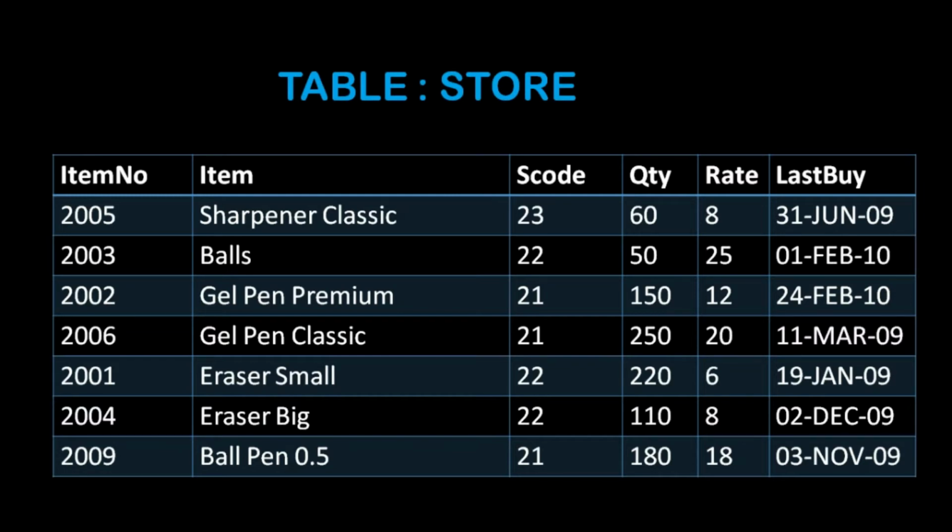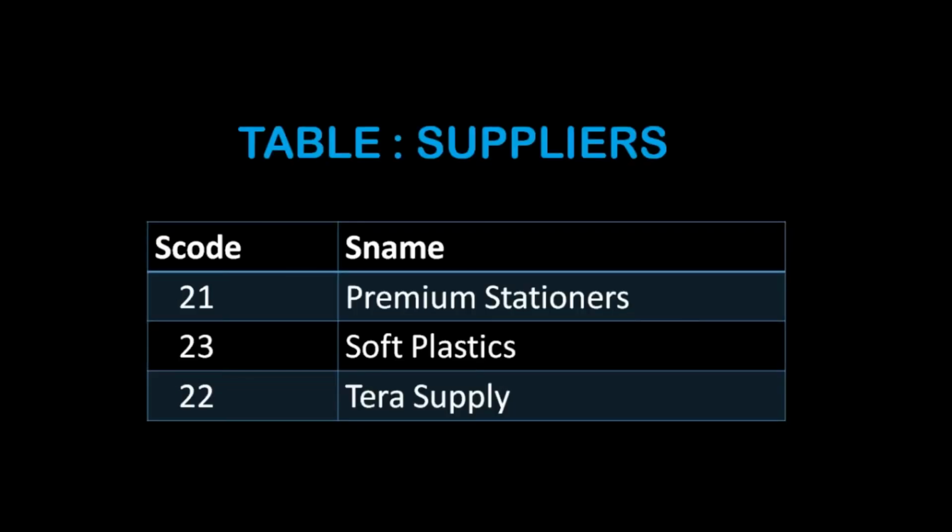Totally 7 items are there, and including the heading, 8 rows are there. Horizontal ones are the rows and vertical ones are the columns. Okay, and then the strings and dates have to be given in quotes. We'll see the next one. The next table is the suppliers table, and it has 2 columns and 4 rows including the heading. S code is 21, 22 and 23, and S name is given. The names of the suppliers are mentioned here.